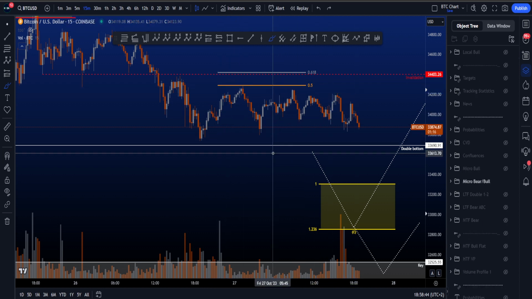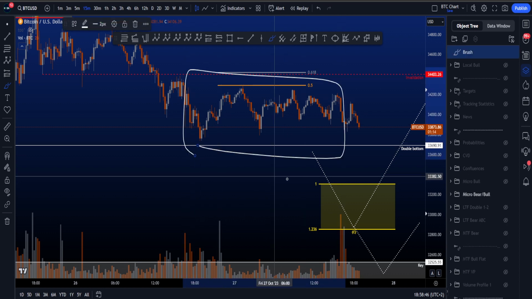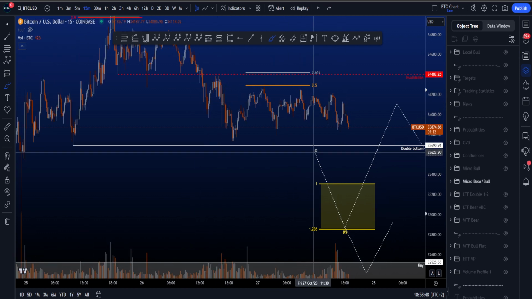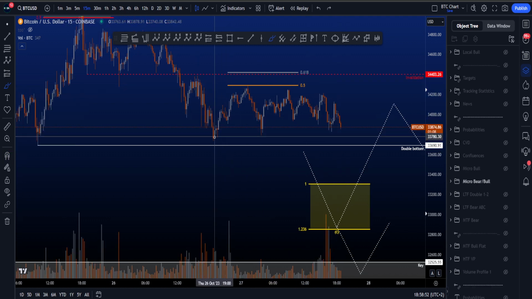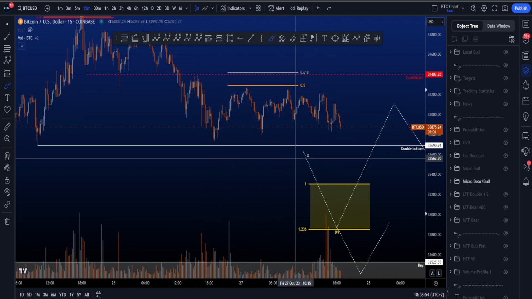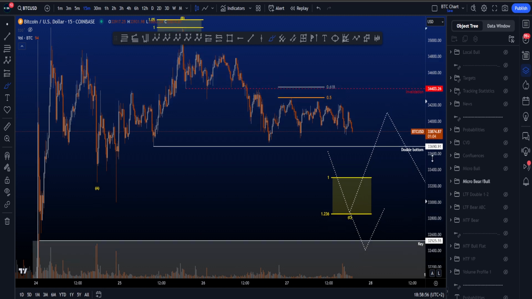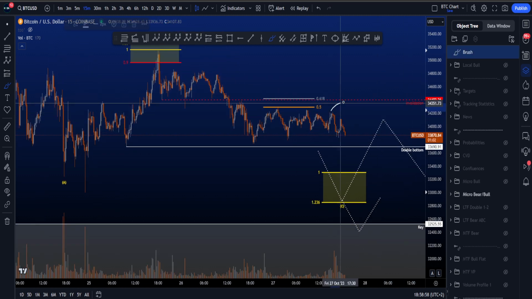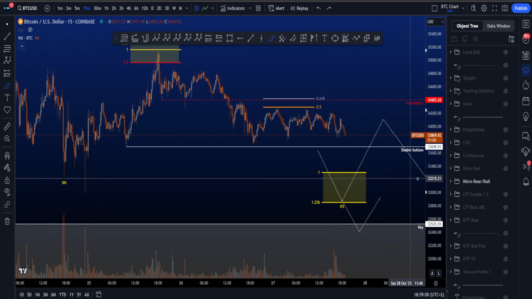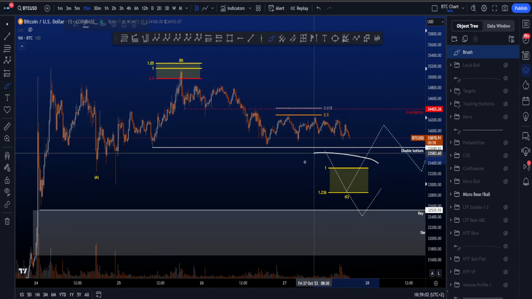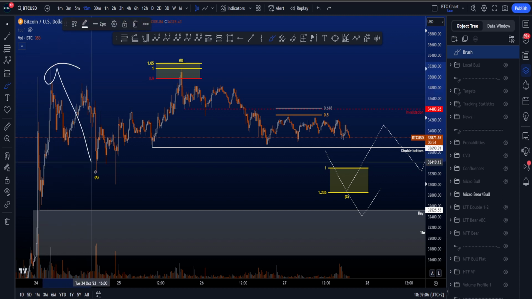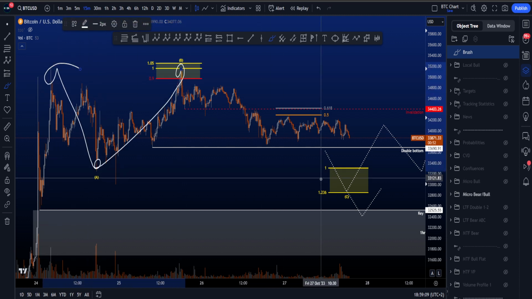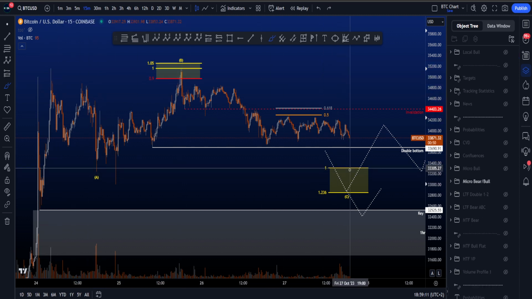as 4 out of the 5 waves in a triangle have to be a zigzag structure, and I'm not too happy with how the waves have formed, so I prefer this to be a complex WXY sideways structure, which is common for a wave 4 as well, where you then expect a wave 5 to the downside, where the most common target for wave C is between the 1 and the 1.236, taken from the high to the low of A to the high of wave B, which is between 33.3k and 32.8k.